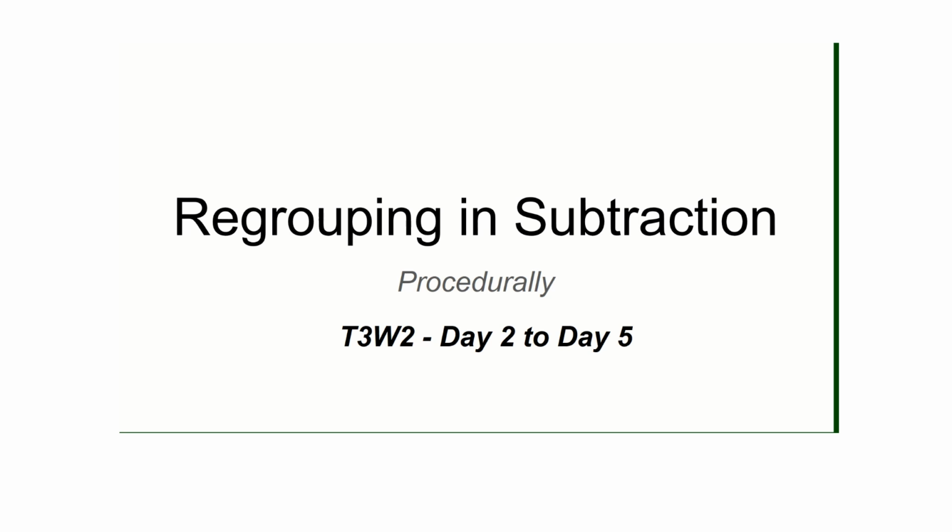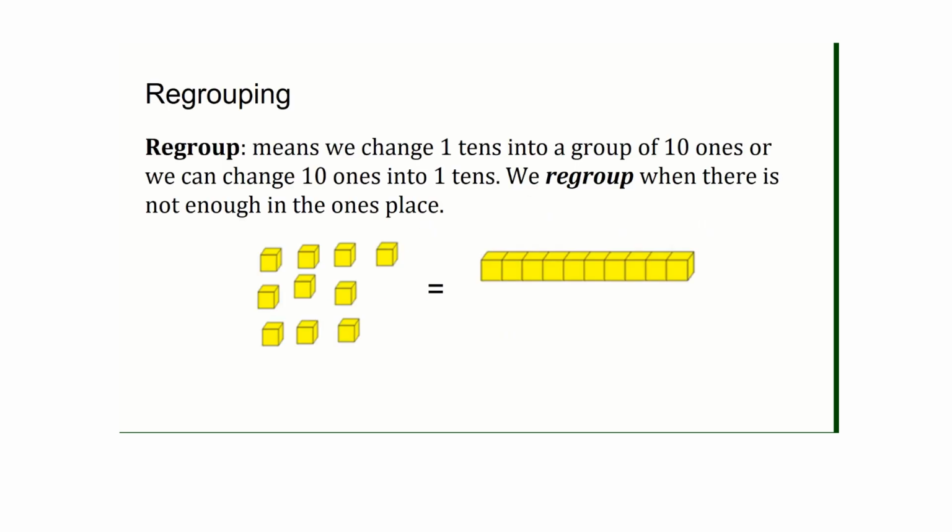Yesterday, you should have seen the first video of regrouping and subtraction procedurally, where we are not using place value charts anymore. We are just solving the problem by its numbers. Remember, when we regroup, it means we're changing either a 10 stick into a group of 10 ones cubes, or we're changing 10 ones into 1 ten, or 1 10 stick. We regroup when there's not enough in the ones place.